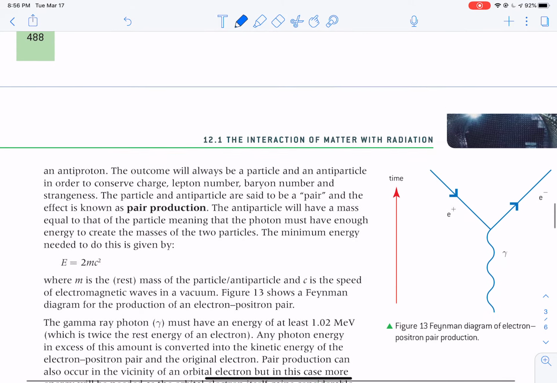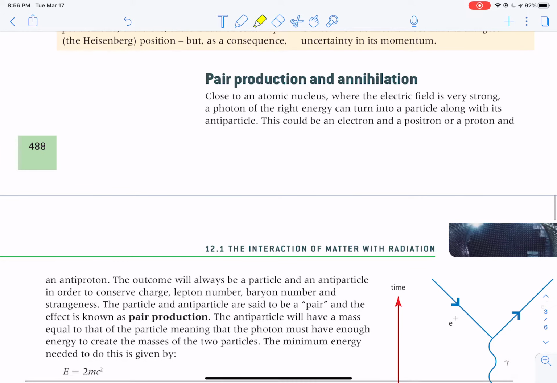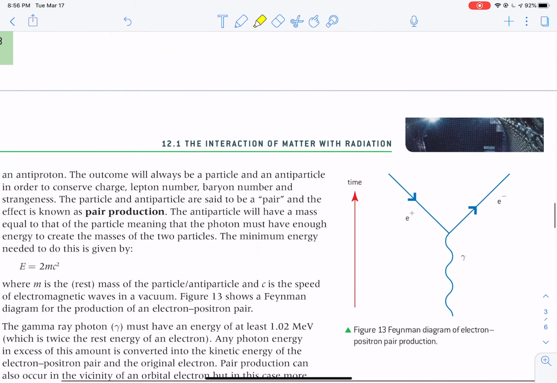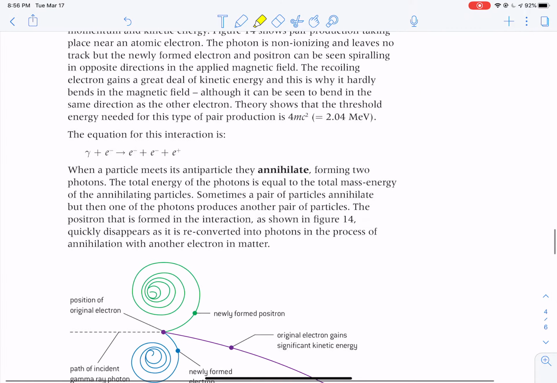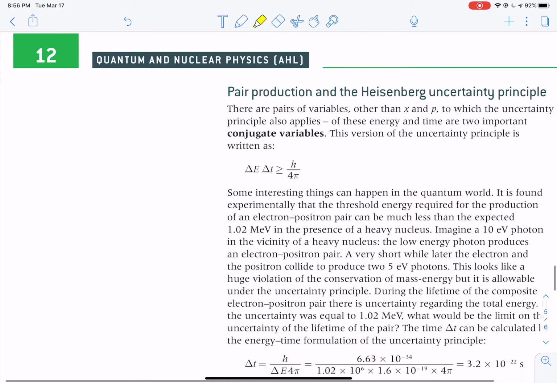Okay, we keep moving down. Don't worry too much about this section, pair production and annihilation. This, by the way, is a Feynman diagram. We're going to talk about those next week. So don't worry about any of that stuff really for right now.